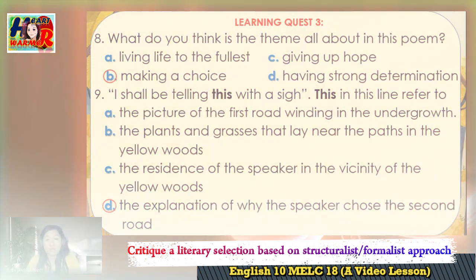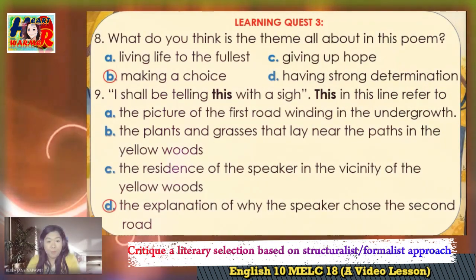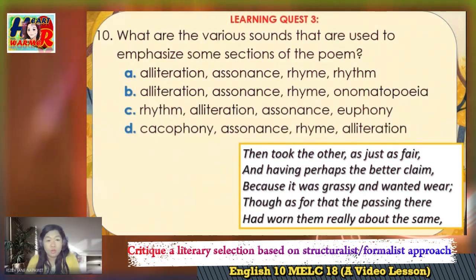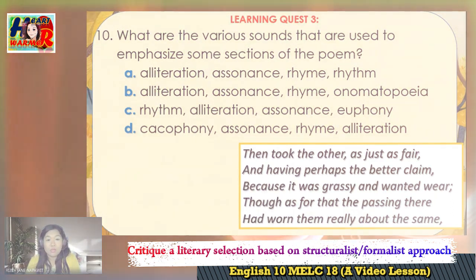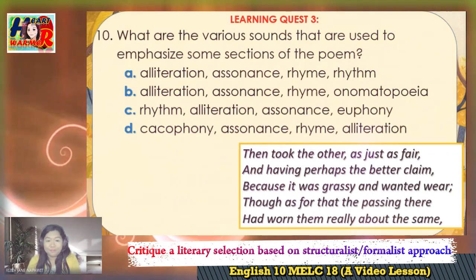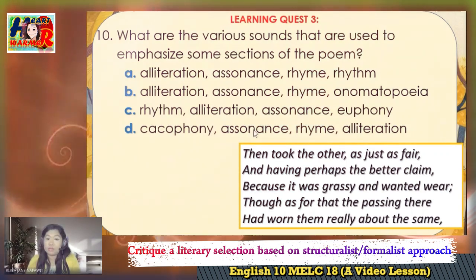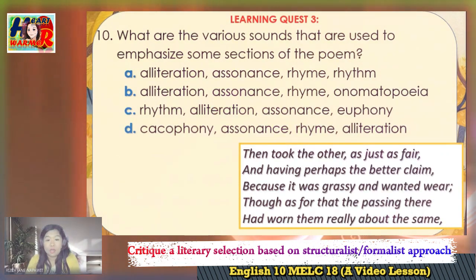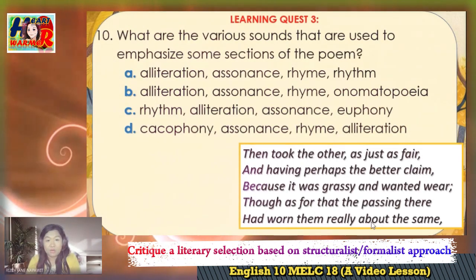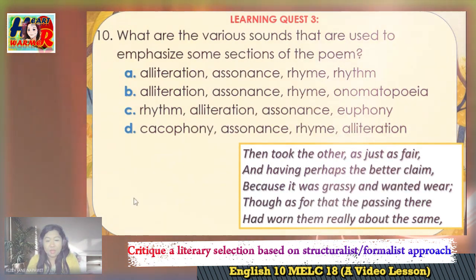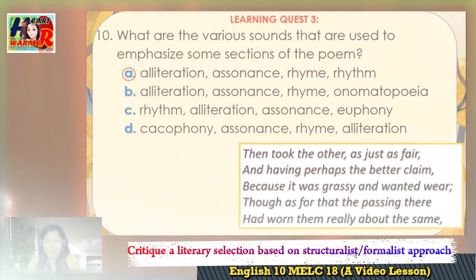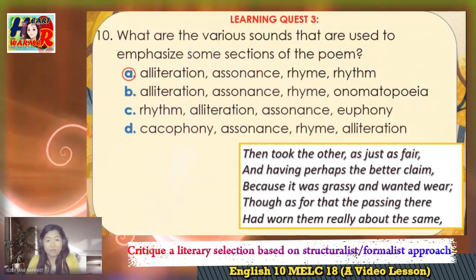Let's move on to the next number, and that is the last, number 10. What are the various sounds that are used to emphasize some sections of the poem? It's quite difficult, but let's look at the stanza presented. One of the stanzas presented will tell you the correct answer. So, the best answer is letter A, alliteration, assonance, rhyme, and rhythm.